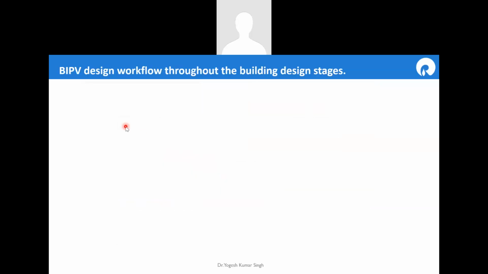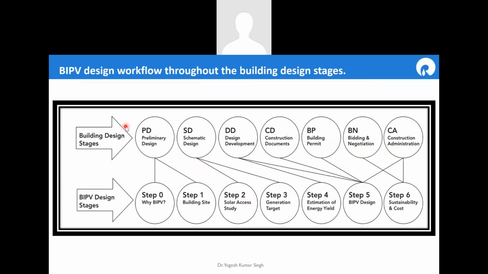Now we come to the BIPV design flow. So what is the design flow? When we discuss building design, the first thing is the PD, which means the preliminary design. Then we go for the SD, which means schematic design. Then we go for the DD, which is called design development. Then we go for the CD, that is called the construction document.